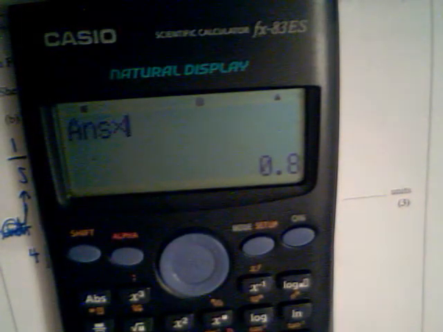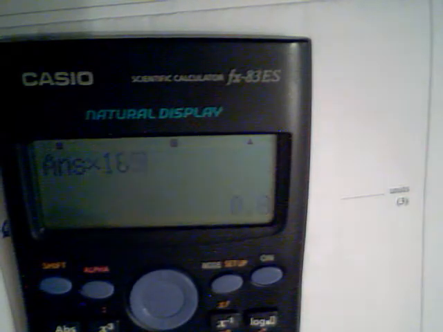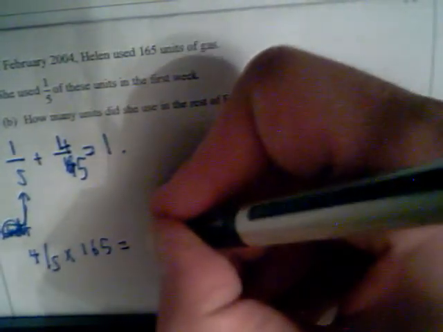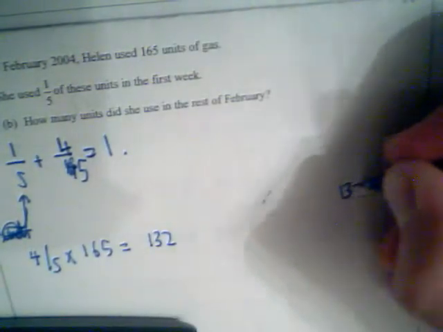So we just type this in our calculator. 4 divided by 5 times 165. So this is 132 units.